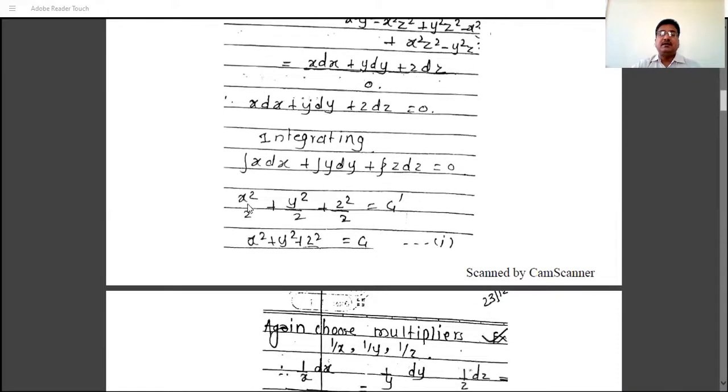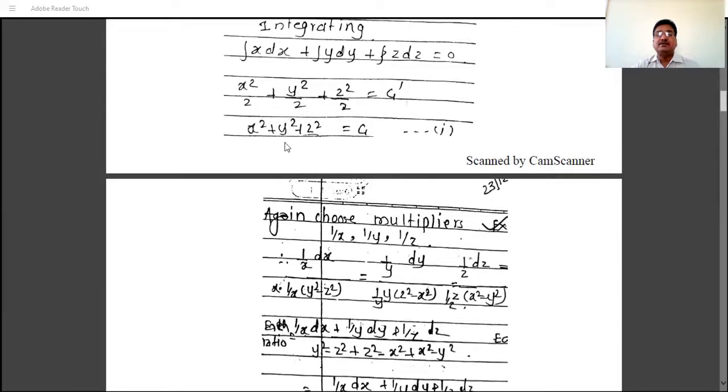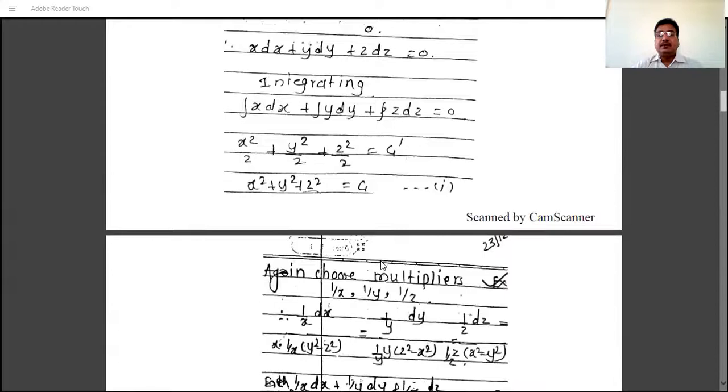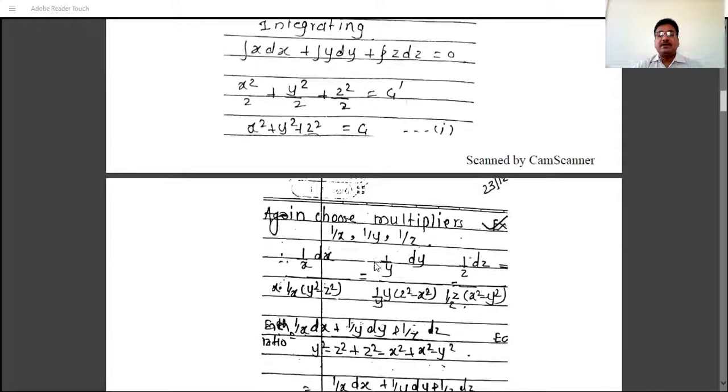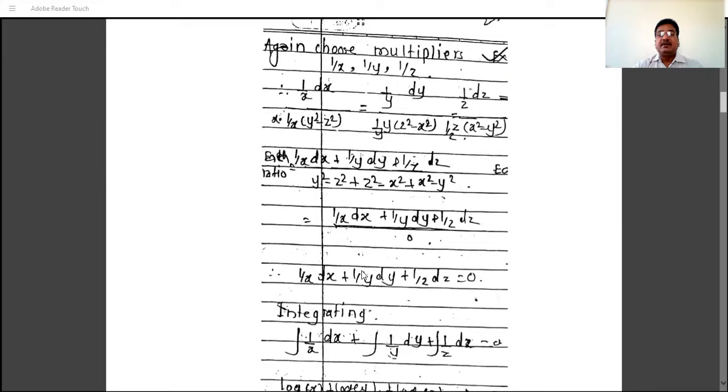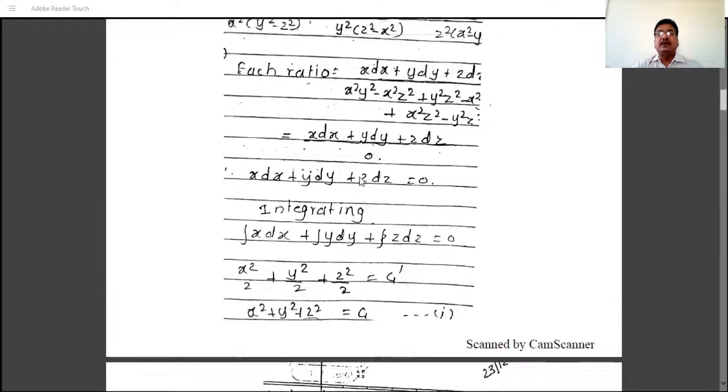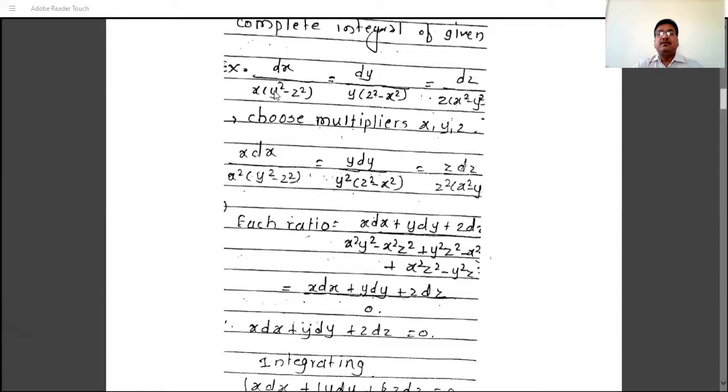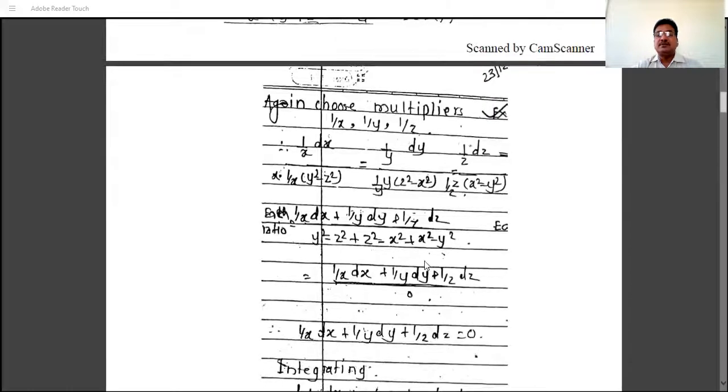After integration we have x square by 2, y square by 2, z square by 2 equal to c1 dash. Suppose we multiply by 2, we have, this is the one solution, x square plus y square plus z square is equal to c1. Then again the same method to find the second solution of the given differential equation. Choose multipliers 1 by x, 1 by y, 1 by z. And then we have each ratio is equal to 1 by x dx plus 1 by y dy plus 1 by z dz divided by y square minus z square plus z square minus x square plus x square minus y square. We have the answer 0.